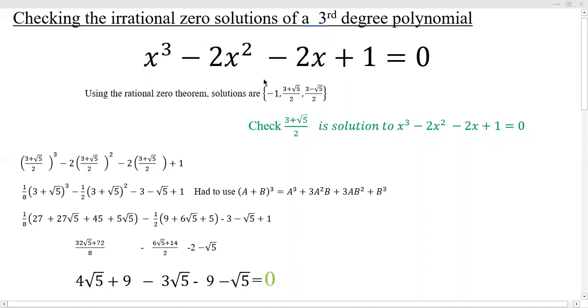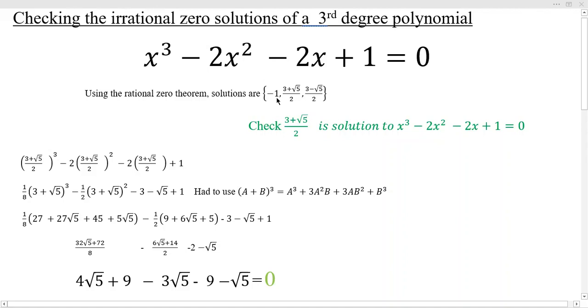Now, if you'll take a look at this polynomial, it's a third degree polynomial. And you can use something called the rational zero theorem. If the polynomial has a rational zero, it'll be a divisor of this constant term. In this case, I made it easy. 1 only has two divisors, namely itself and -1. Now, it turns out -1 is a solution.